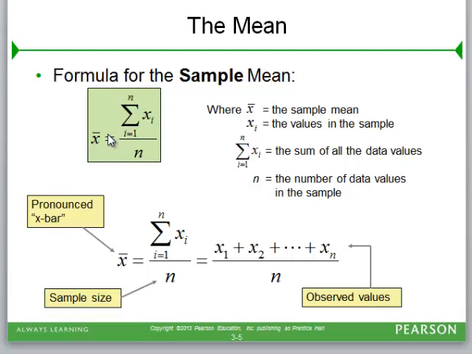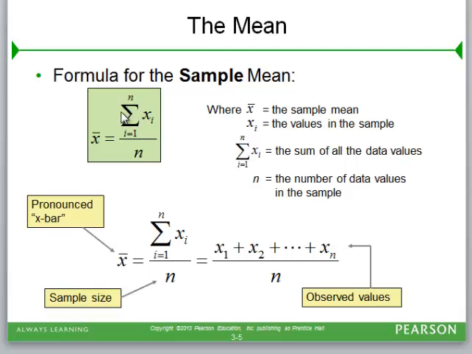So the formula for the sample mean is x bar equal to the sum of all the values divided by the number of observations in the sample. X bar again represents the sample mean, and x sub i are the values in the sample, so x1, x2, x3, x4, until xn.